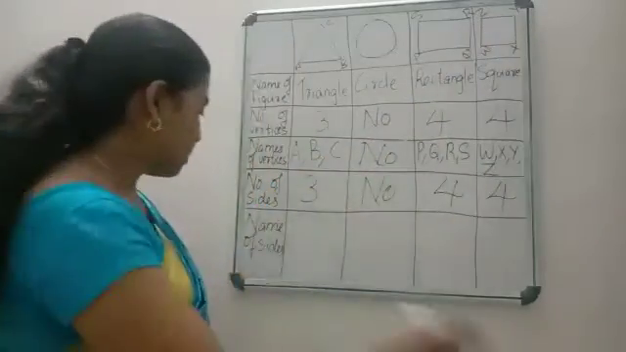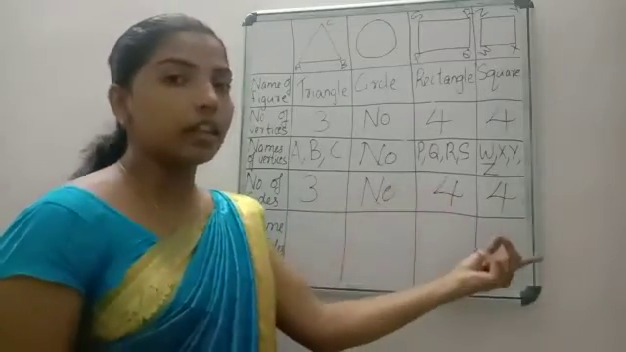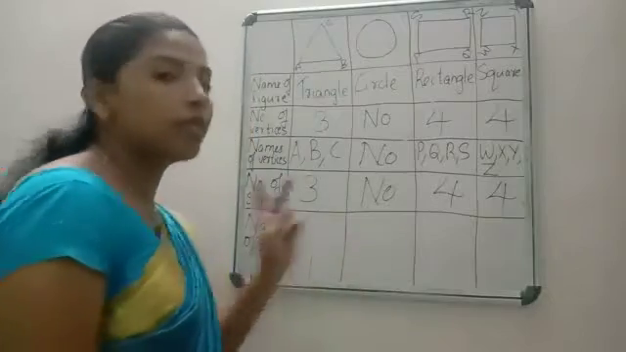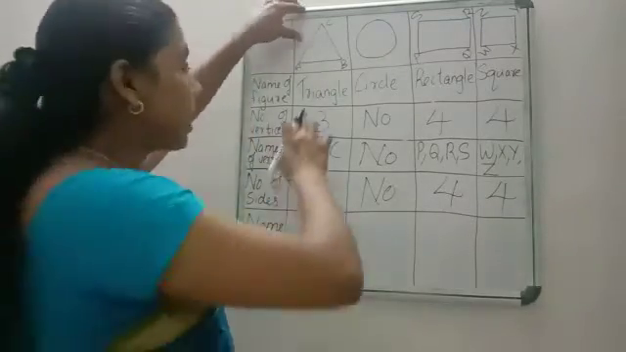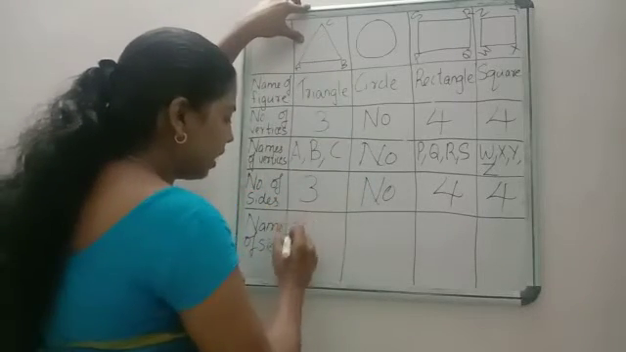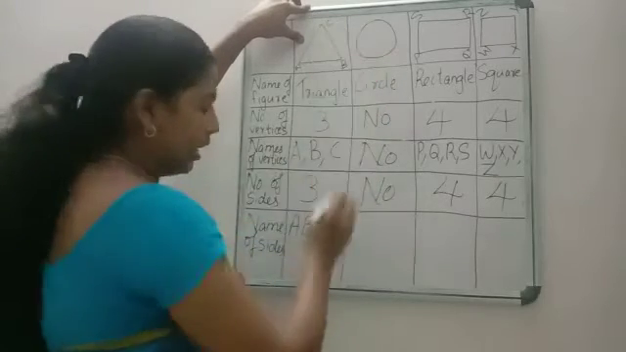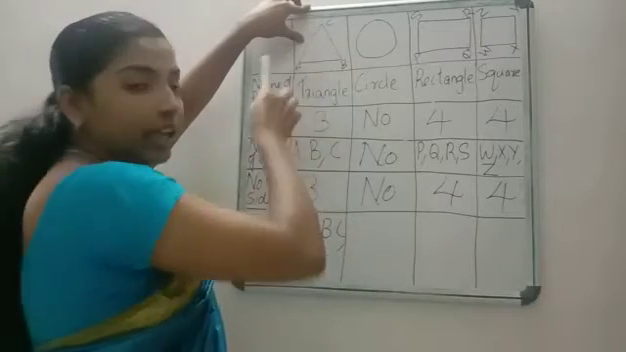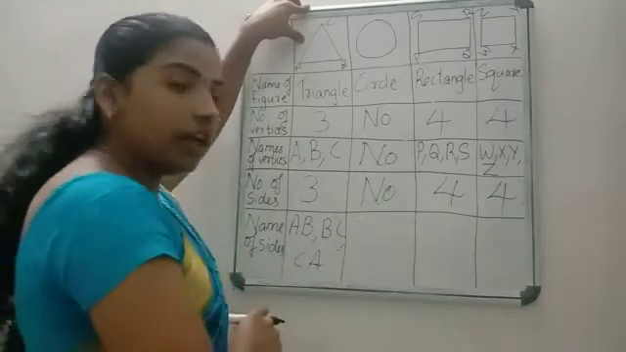Okay. Next question. Name of sides. Now we have written how many sides are there for each figure. Now we have to mention the names of the sides. First let us write the names of the sides of the triangle. Let us start from AB. First side is AB. Second one BC. And the third one is CA. Are there any sides for circle? No.